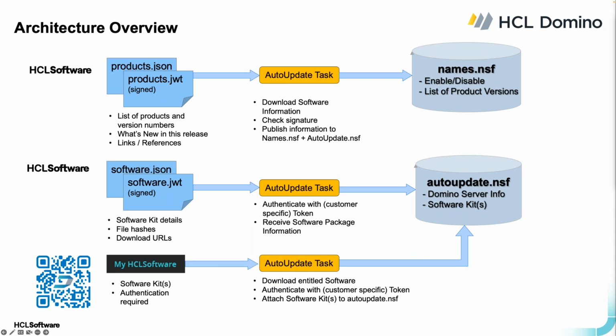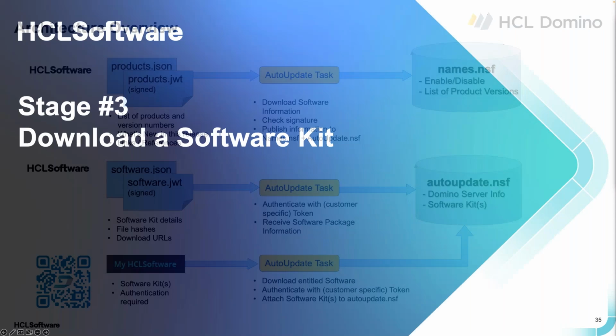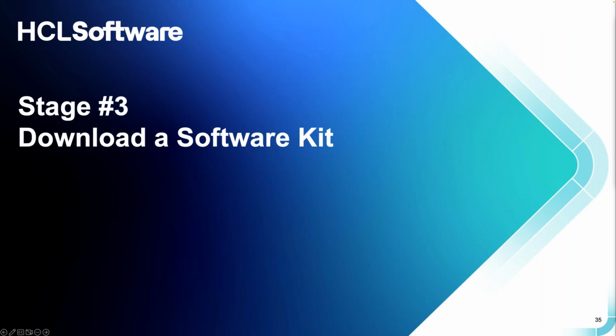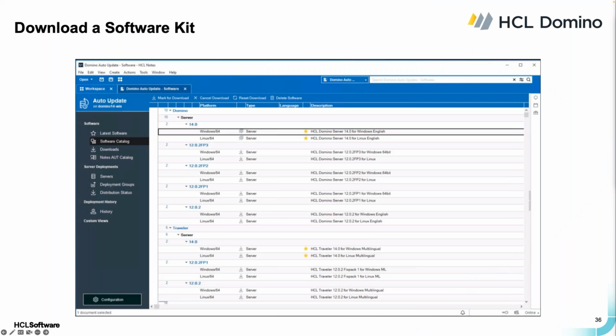I think it's easiest if I show how to use that live. So with auto update configured with my token, and making sure I have an internet connection from my server, I, as an admin, can decide which software kit I want to pull down to my environment. I've created a little demo for you, which is rather short. We are starting from within the auto update database. You can see I selected the software catalog on the left as a view, and I can see the list of software that's available for download.